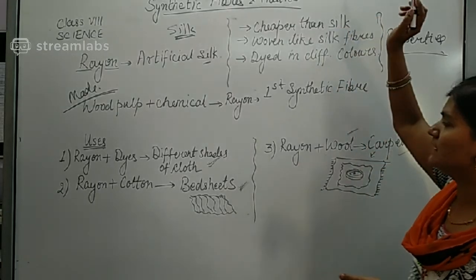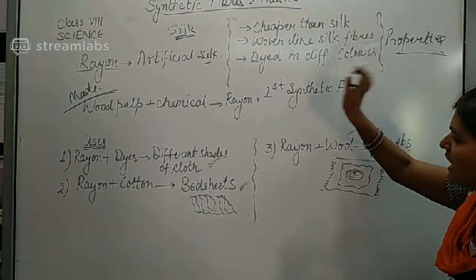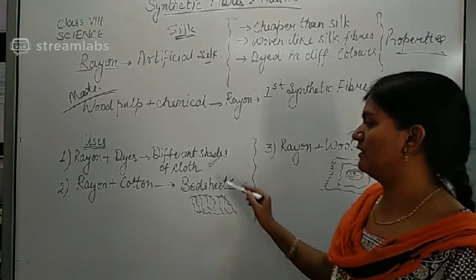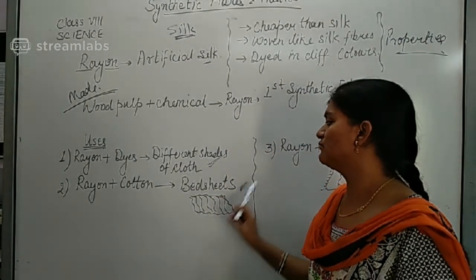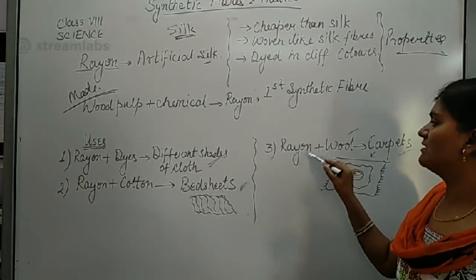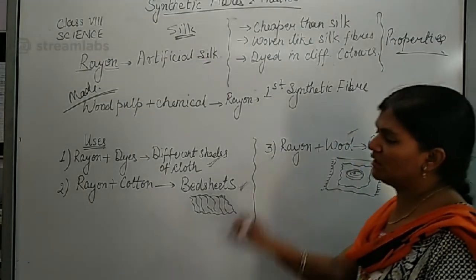It is cheaper than silk, it can be woven like silk fibers, it can be dyed in different colors, and it is available in different shades. When it is mixed with cotton, it can be used for making bed sheets, and when it is mixed with wool, it can be used for making carpets.